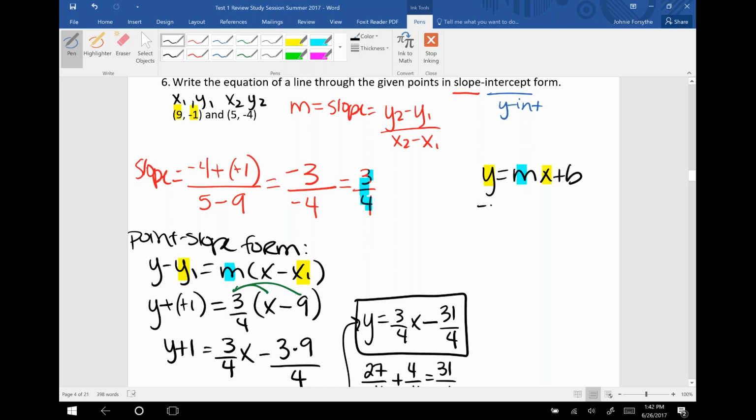So I'm going to plug in negative 1 equals 3/4 times 9 plus b. So negative 1 equals 3 times 9, which is 27 over 4, plus b. I'm solving for b, so I'm going to subtract 27 over 4.